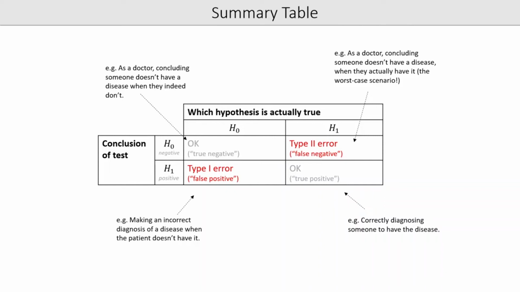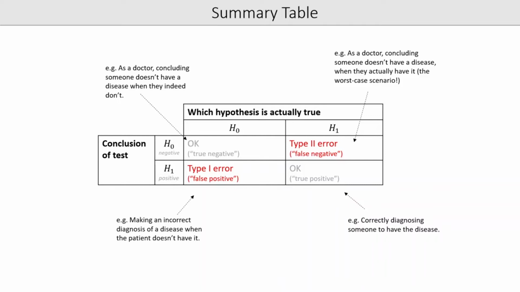So, let's just summarize the 4 potential outcomes to a hypothesis test. In the columns, I have the actual truth of the hypothesis, whether H0 was actually correct or H1 was actually correct. And in the rows, I have the conclusion that we got from the hypothesis test. So there are 2 regions where our hypothesis test served its purpose perfectly. Where we accept H0, and it should have been accepted. And when we reject H0, and we should have rejected it.